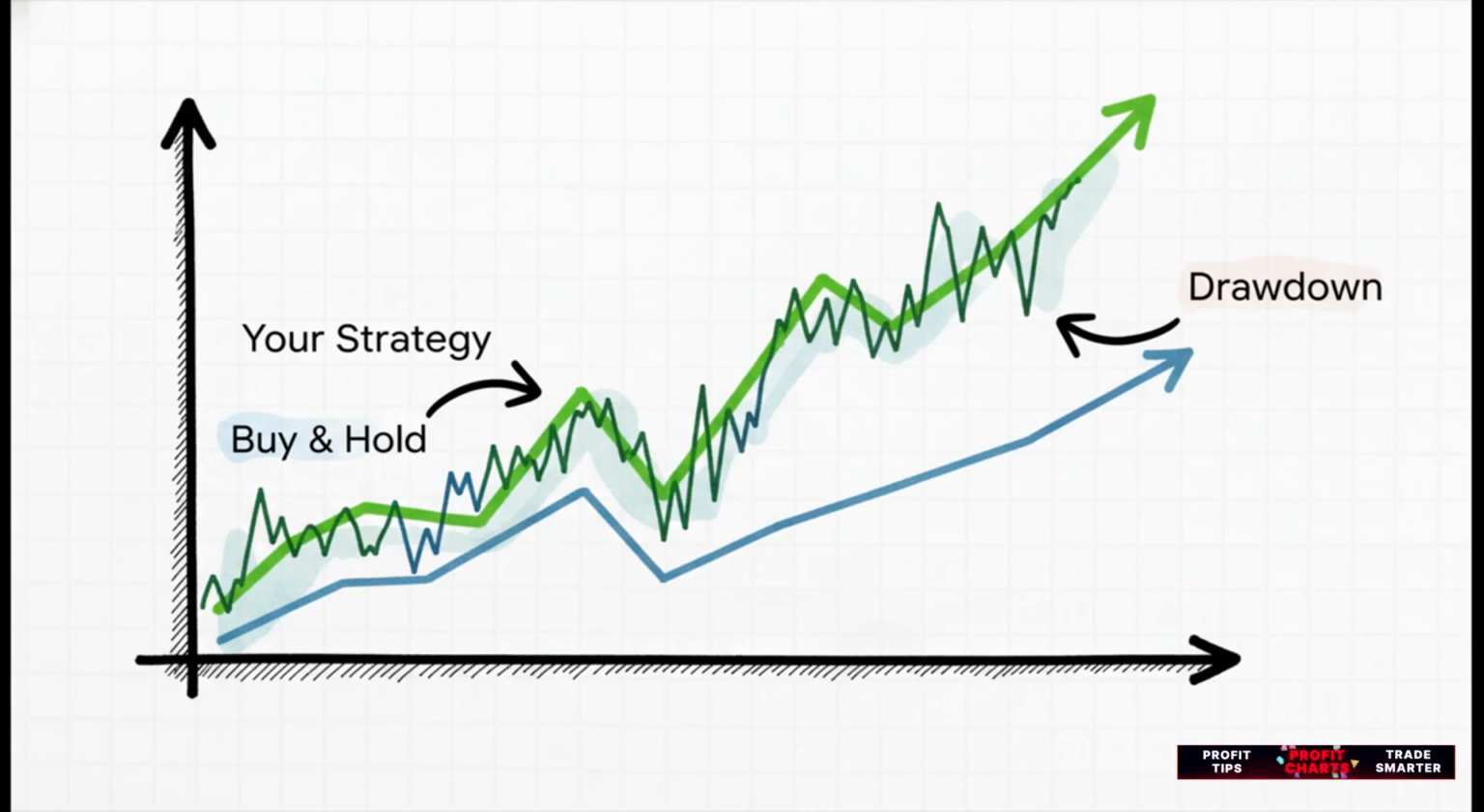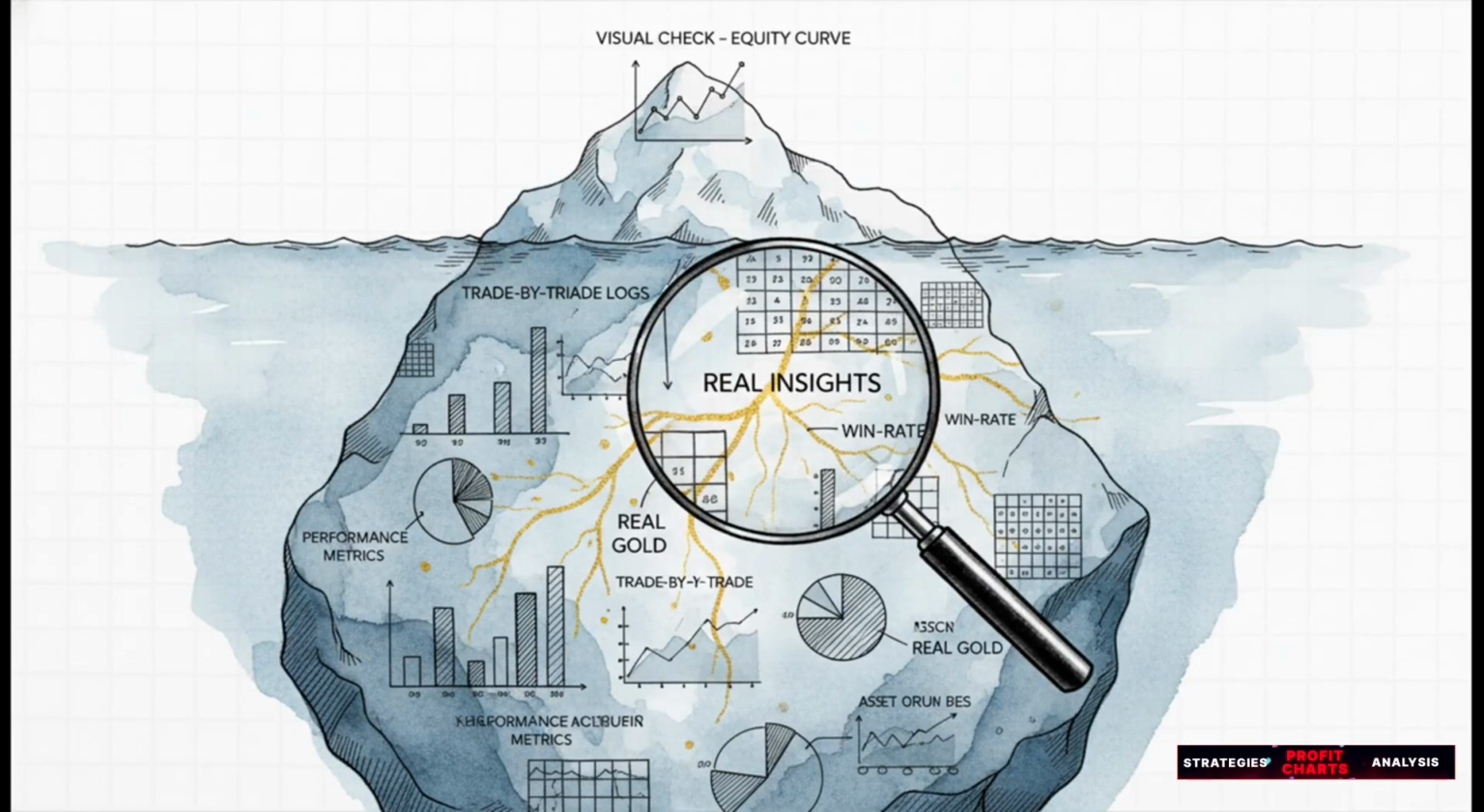You also see those dips. Those are the drawdowns. They tell you just how rough the ride would have been. But hey, that visual check, that's just the tip of the iceberg. The real insights, the real gold, is buried in the details, in the performance metrics. To really see what I mean, let's look at the hard numbers from a backtest that compares a few popular strategies on the exact same historical data.